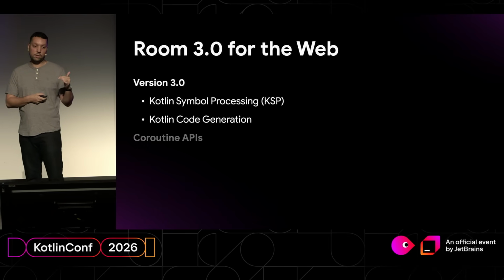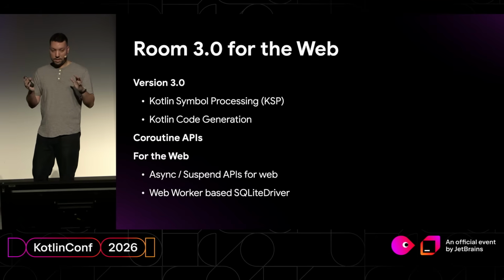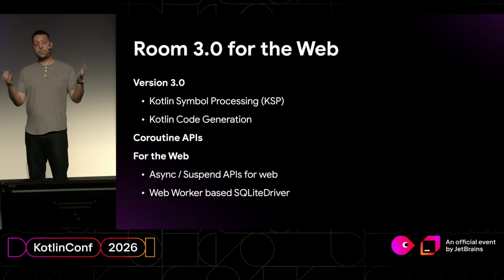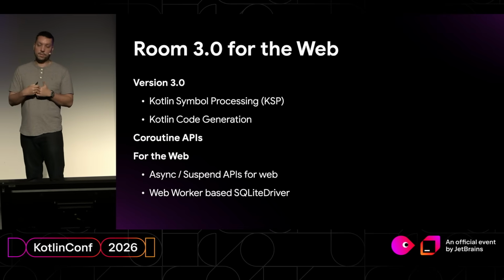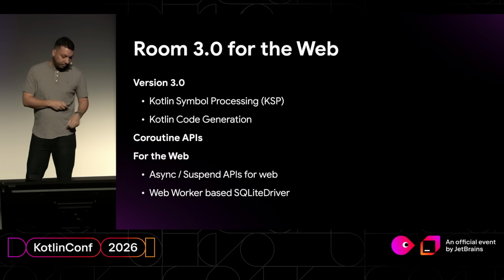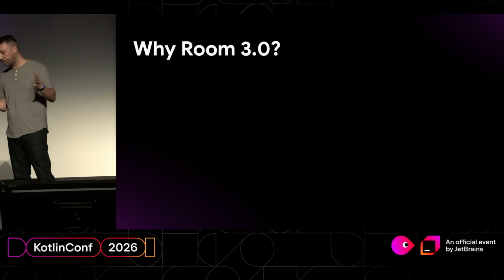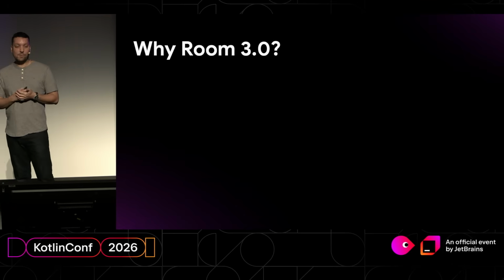It only generates Kotlin code. It has coroutine APIs as its API surface mainly, and then it was made also for the web. So it supports asynchronous web APIs, and specifically at the lower layer, it uses a web worker driver. Now you might be wondering, what is this Room 3.0? Why did you have to do it, or why did you even take so long to support web?